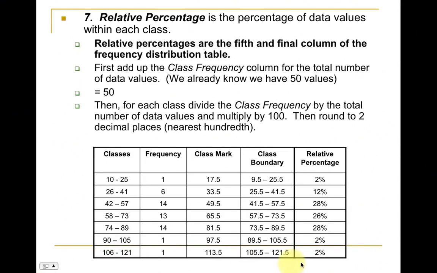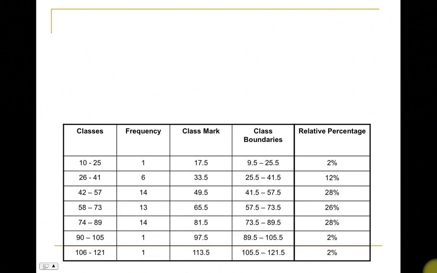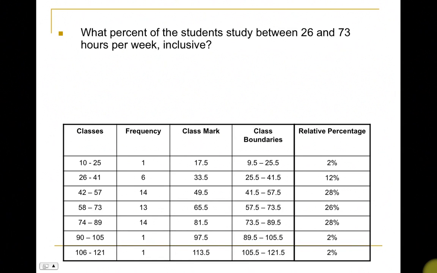Okay, so if you need, copy these down: 2, 12, 28, 26, 28, 2, and 2. And that completes the frequency distribution table. So now we can answer some questions on this table.